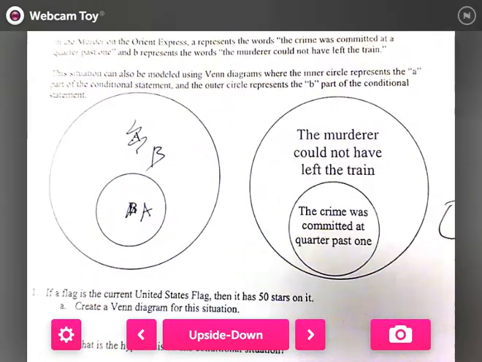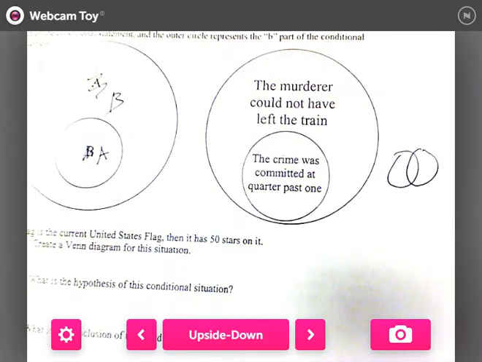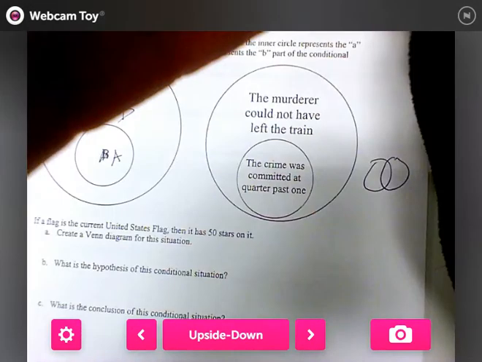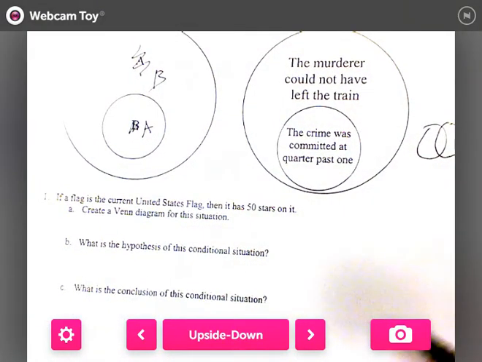Okay? So we're going to go, oh, you can't see it. Let me zoom out a little bit. Okay. So we're going to make another Venn diagram for number 1 together, and then the back you guys are going to do for homework, okay?